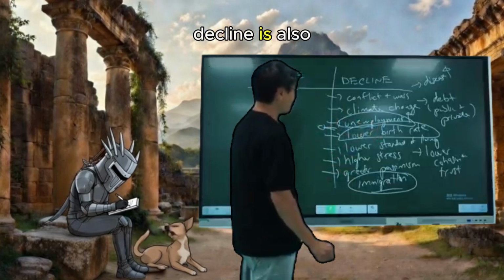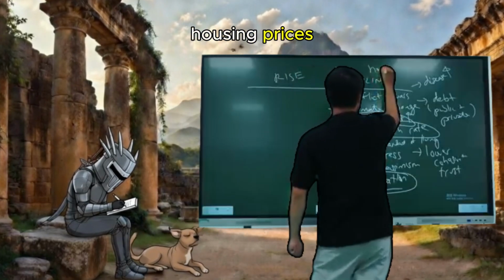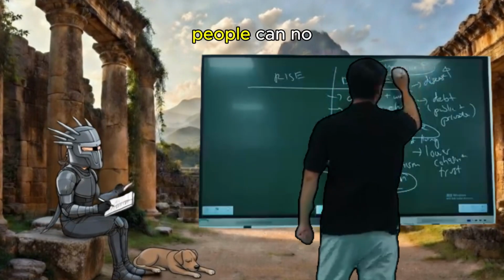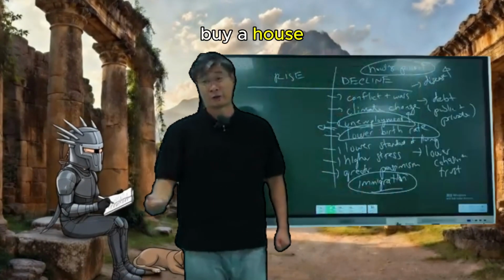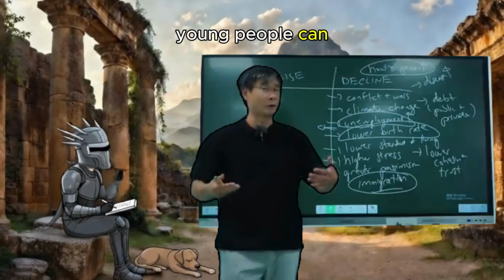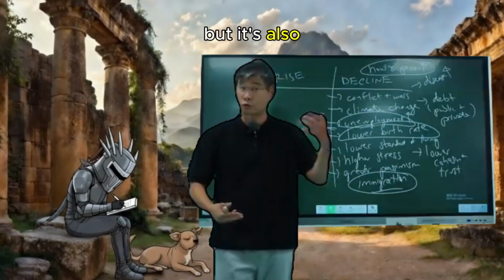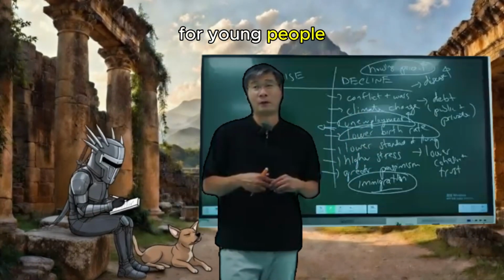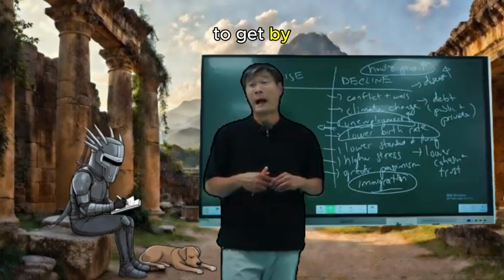Okay? Another sign of decline is also housing prices go up. So people can no longer afford to buy a house. This is true in China. Young people can no longer afford to buy a house, but it's also true throughout the world. Okay? It's really hard for young people to get by.